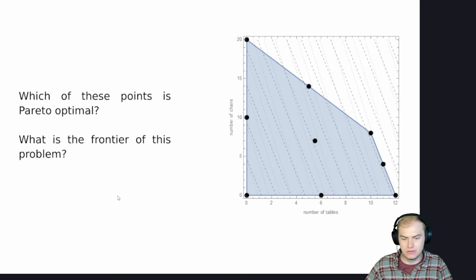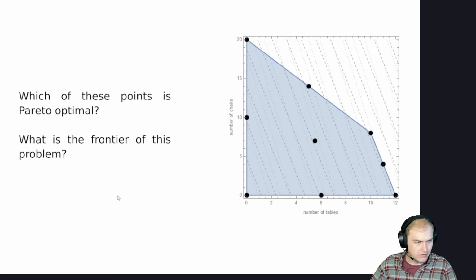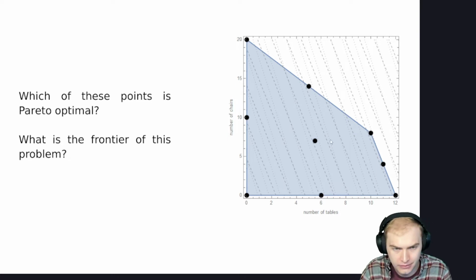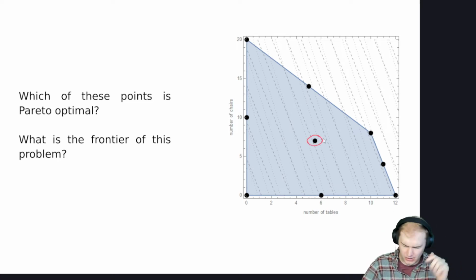So let's explore the definition. We have a few points here that I've marked out on our feasible region. And we have both of our objective functions laid out as level sets in the background. They're probably pretty hard to see. We're going to systematically look at all of these points. So let's start with the one in the middle. That guy.